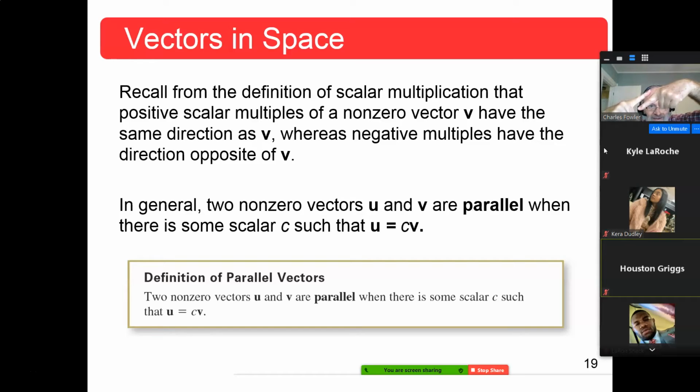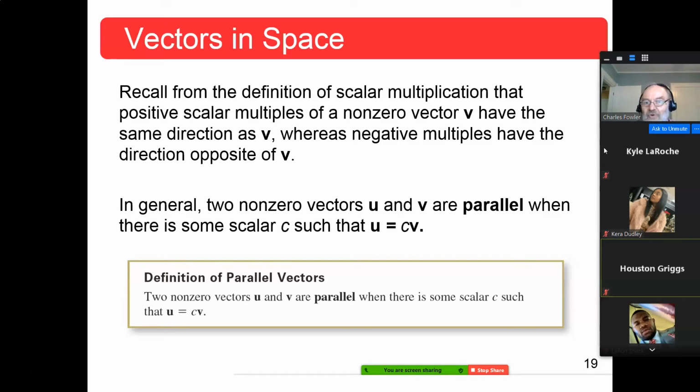Same orientation, the parallel, but in the opposite direction. And then if the absolute value of that scalar is less than 1, that's a shorter vector. Greater than 1 is a longer vector, but in the opposite direction. The negative sign changes direction, but the absolute value gives how much it's scaled.